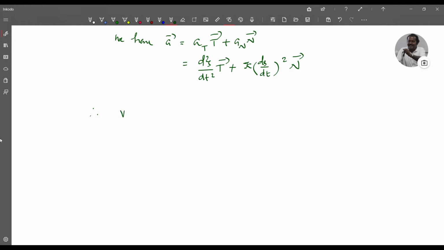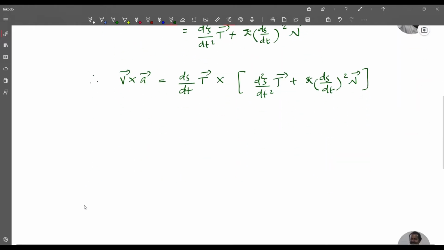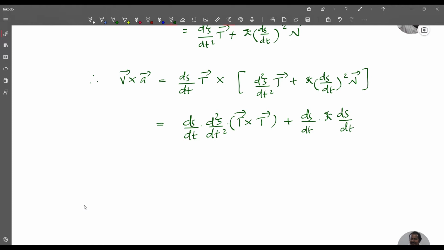V cross A equal to, you know that V is ds by dt into T, so this is ds by dt into T cross d square s by dt square into T plus kappa times (ds by dt) the whole square into N. So this is equal to ds by dt into d square s by dt square into T cross T plus ds by dt into kappa into (ds by dt) the whole square into T cross N.